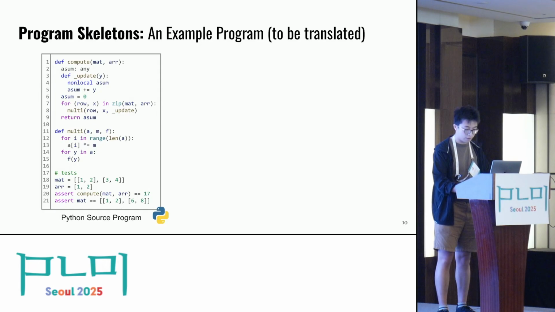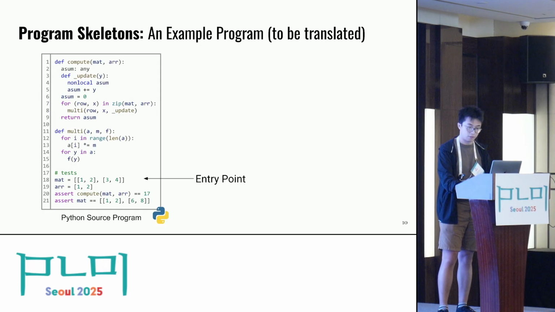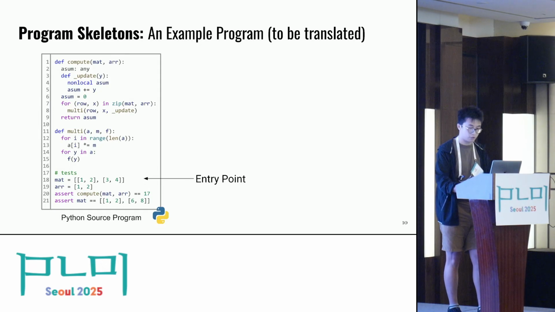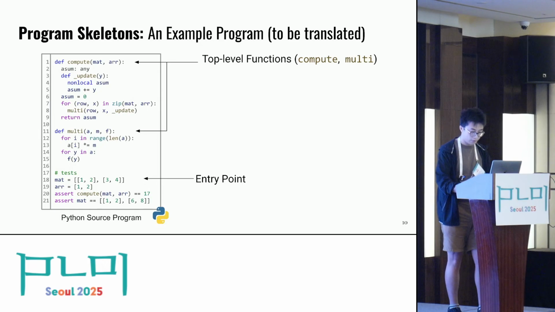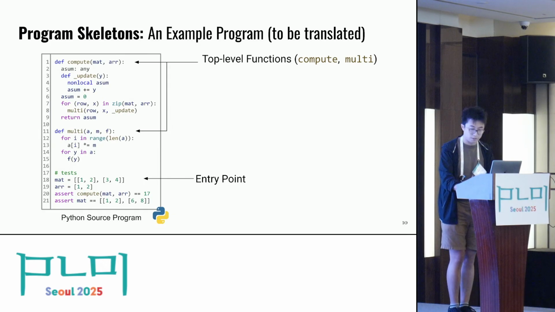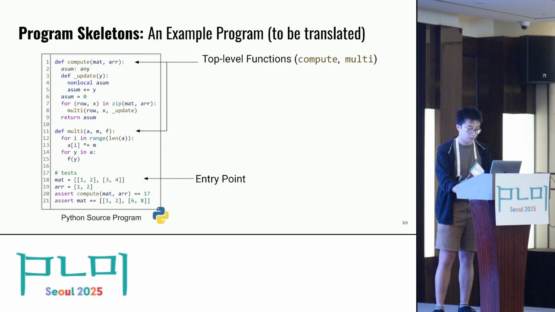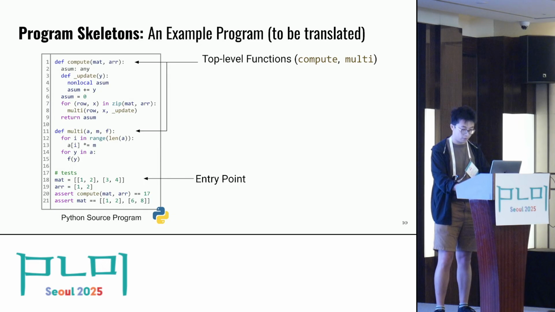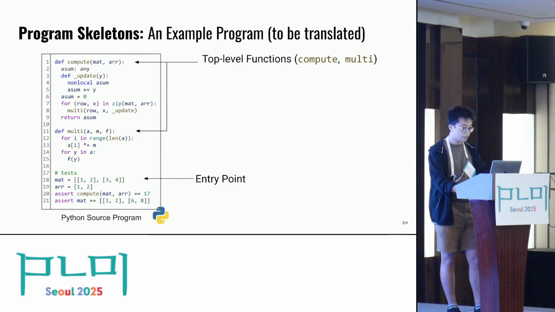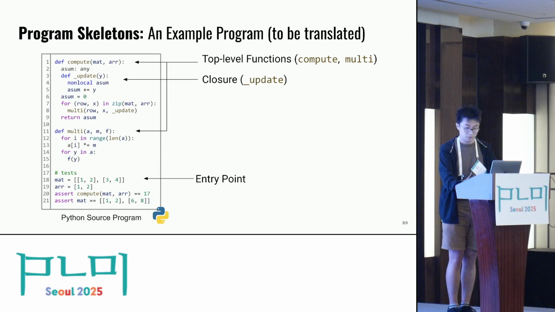So assuming this is a Python program we want to translate, we don't need to understand the statement level details, but only look at a high-level structure of it. The entry point of the program is code in the global scope, and here the entry point has some whole program tests. Besides the global scope, we have two top-level functions named compute and multi. Within the function compute, there's a nested closure definition with function name update.